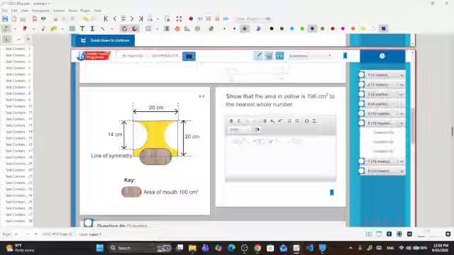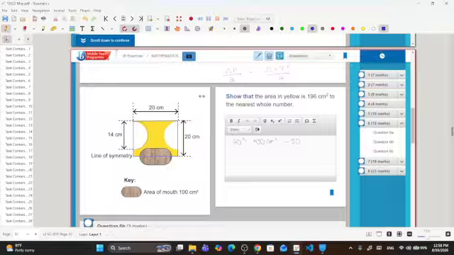So pi multiplied by 7 square divided by 2. So this gives me an answer of 76.96. Wait a second. Yeah, 76.96.